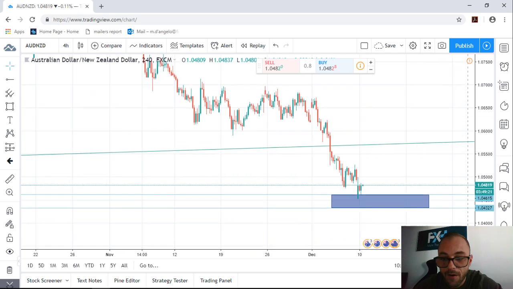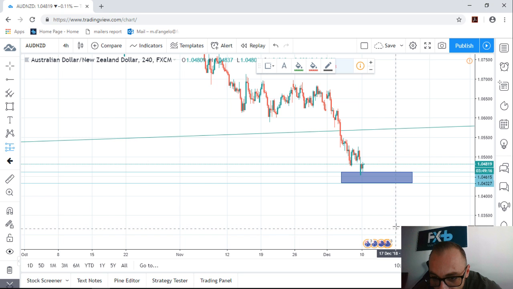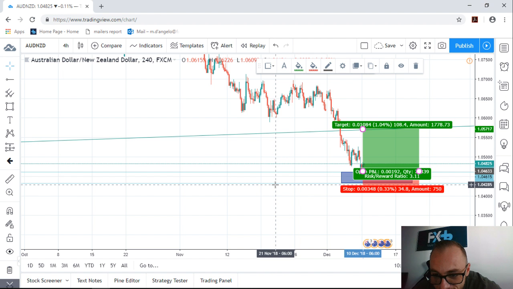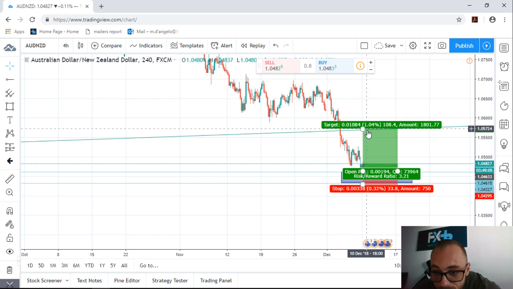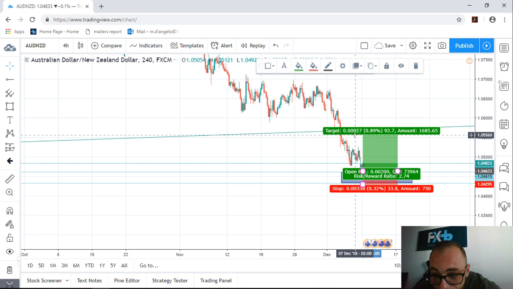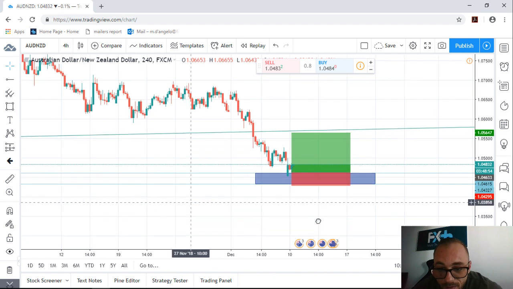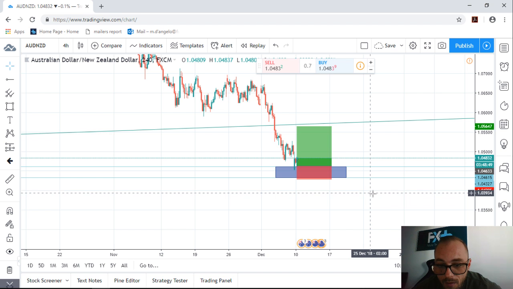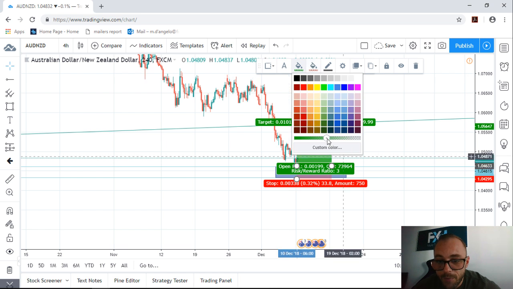So price did come there, right? And we bought, in this case, we would have bought here with a stop loss right underneath your 4-hour demand zone and a target of 3 to 1. There it is. So at this moment in time, the trade would have already been activated and would be actually going.